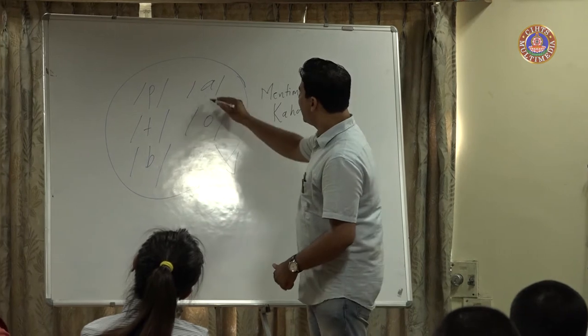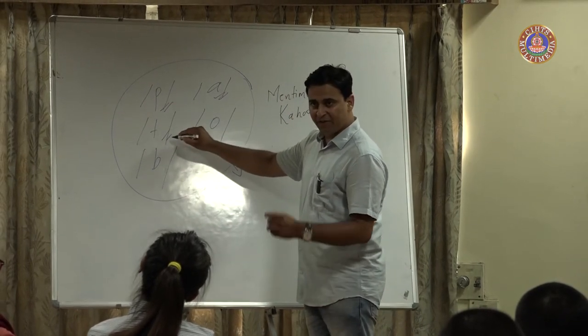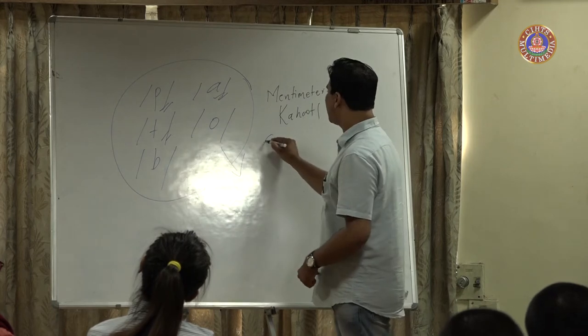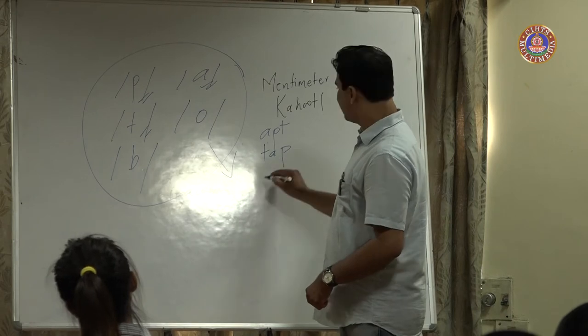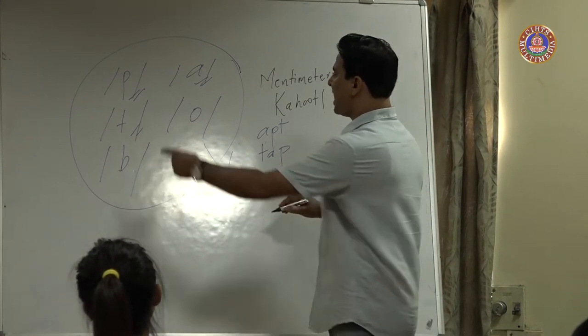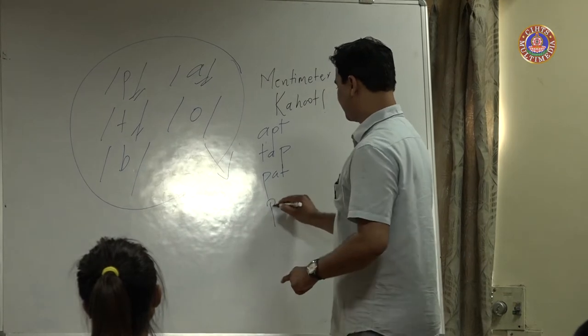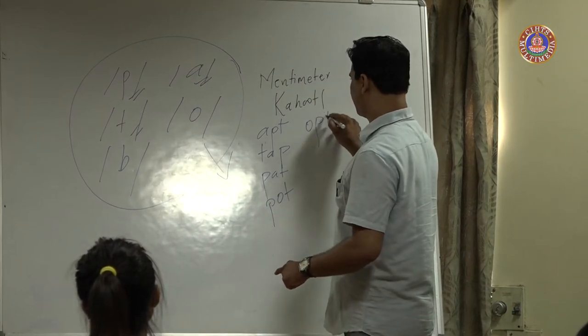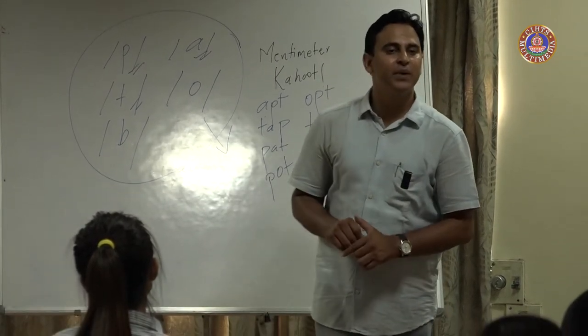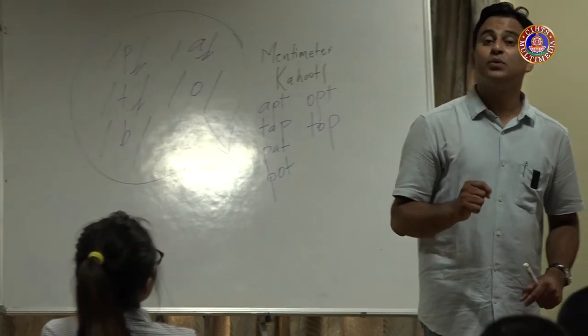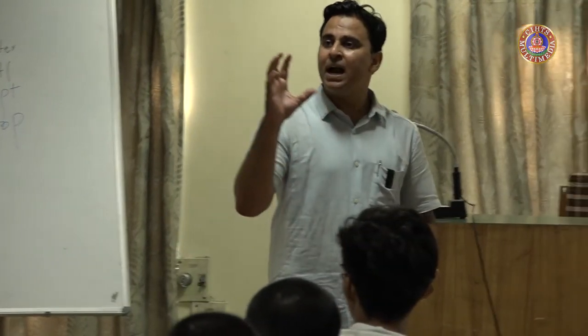Now, can you use these sounds and make certain words? For instance, let's say /a/, /p/ and /t/. If I put these three sounds together, I will have the words act, tap, pat, and she is right, we will have pot, we will have op, we will have top. Did you get what we are doing? A human being is capable of picking up three sounds and making ten words. Animals are not capable of doing that. So that is the first difference.